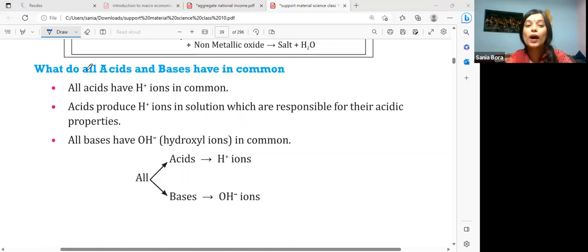Okay. Now, what do all acids and bases have in common? There are some common things between acid and base. First, all acids have H plus ions in common. Acids produce H plus ions in solution, which are responsible for their acidic properties. Coming to bases, bases have OH ions, which are hydroxyl ions, in common. So all acids have H plus, and all bases have OH minus ions. Clear?